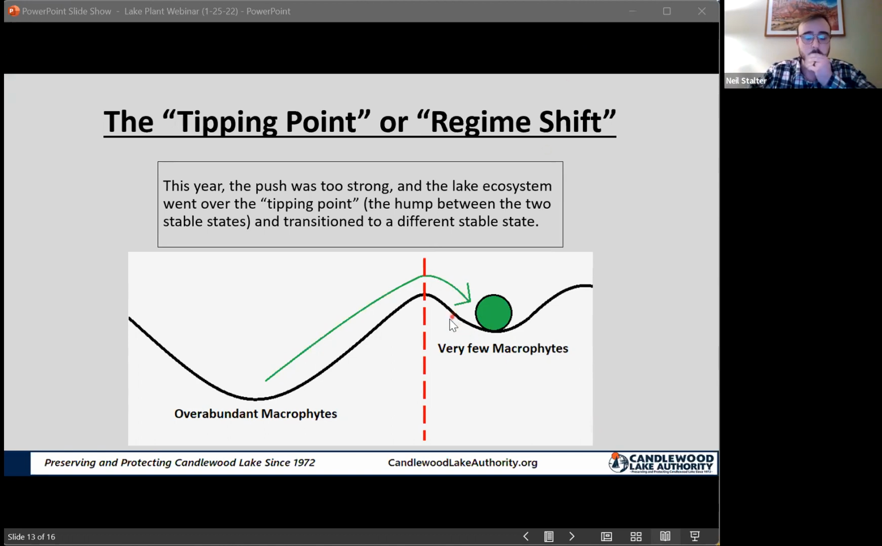And so I definitely don't expect this is forever. The plants will come back. The question is, is this change going to be for 1 year? Is it going to be for 3 years? Or is it going to be for 5 years? And that's where we're at trying to figure out right now.